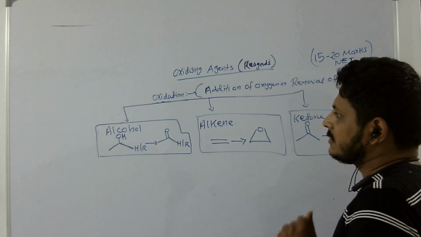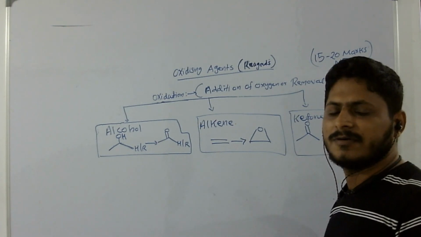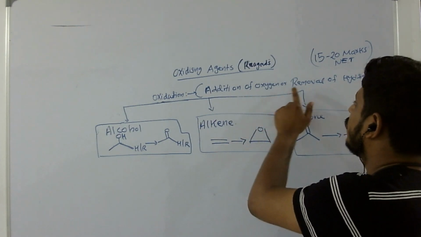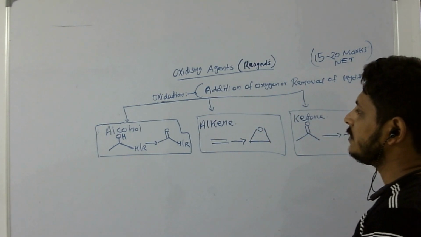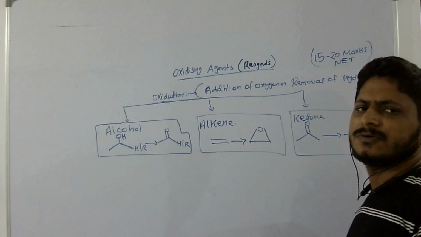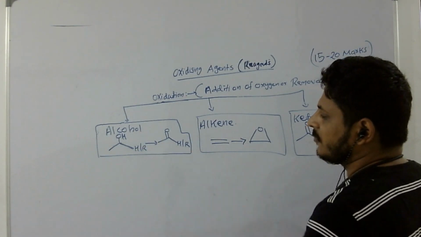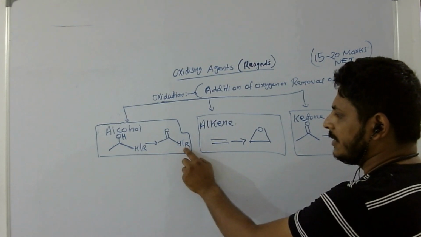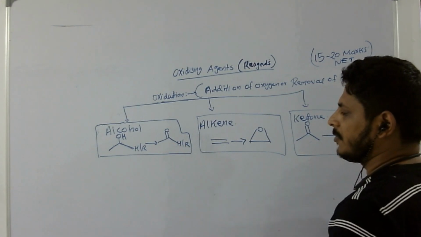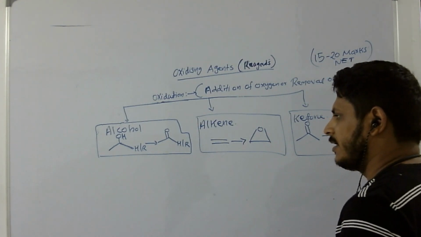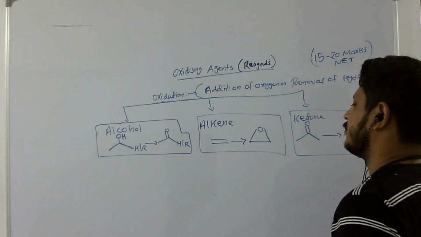So what is basically oxidation? You know from our basic classes, oxidation is nothing but simply addition of oxygen or removal of hydrogen. Mainly, first of all, we are looking for the oxidation of alcohol into aldehyde or ketone, depending upon the nature of the alcohol. If it's primary, then it will go to aldehyde. If it's secondary, it will go to ketone.